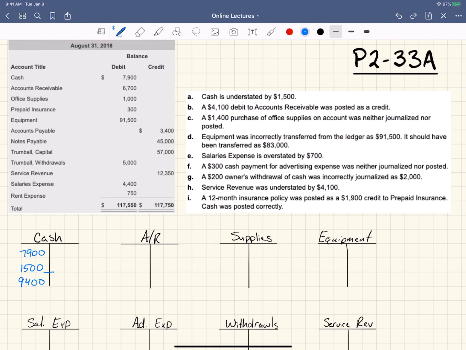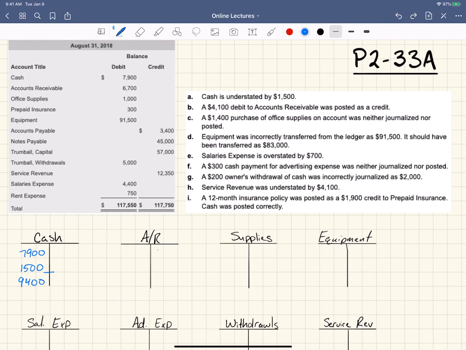Moving on to B. A $4,100 debit to accounts receivable was posted as a credit. Okay, so here we have a balance of 6,700. And it says that a $4,100 debit, so it should have gone up by $4,100 here, was actually posted as a credit, right? So what do we need to do? Think about it this way. There's a bunch of transactions up here that led to this balance in this AR account, and one of them was this $4,100 credit, right?